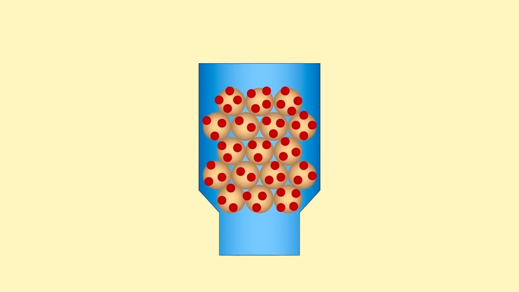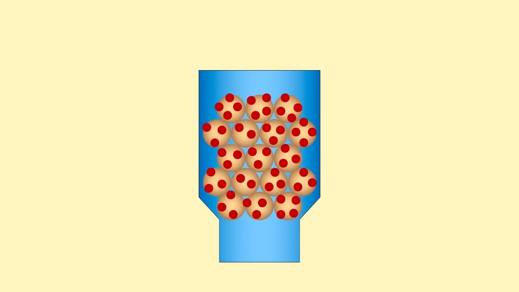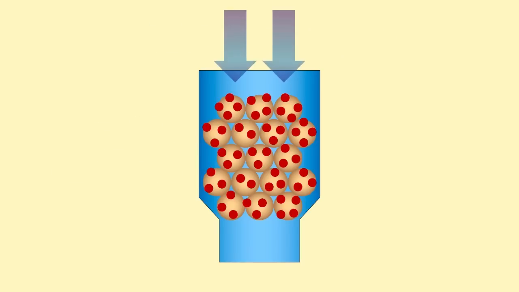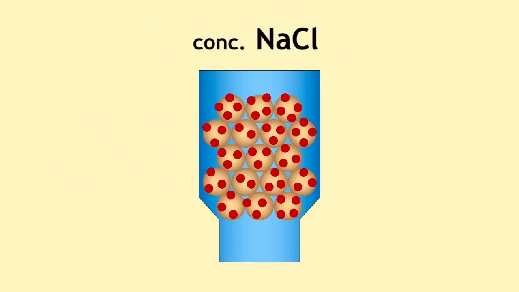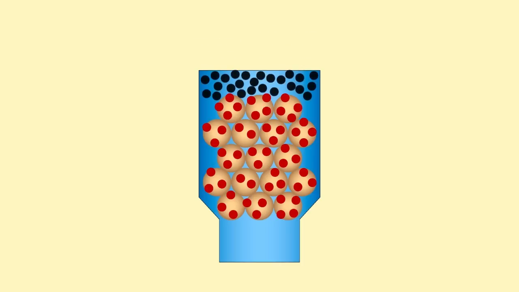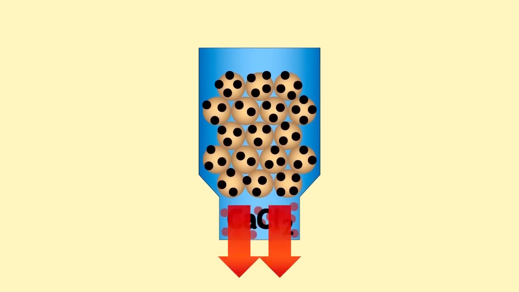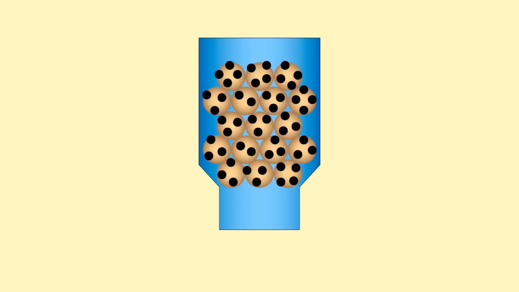Obviously, after a time, the resin gets full of calcium ions and you have to reactivate it. And to do this, you pour concentrated salt solution, that sodium chloride solution, very high concentration, so that it's high enough to reverse the reaction and the calcium chloride comes out in solution and the column is again full of sodium ions and ready for use.